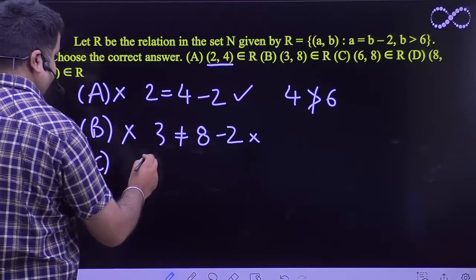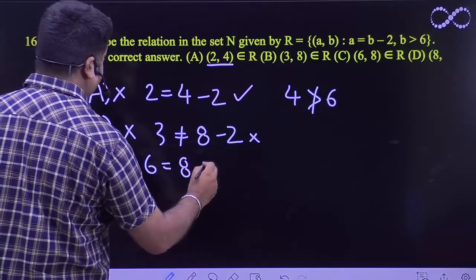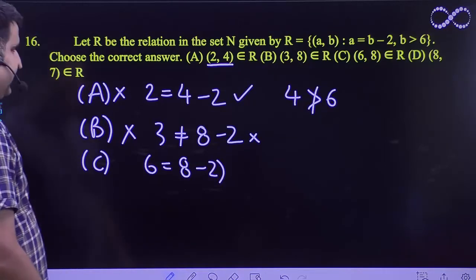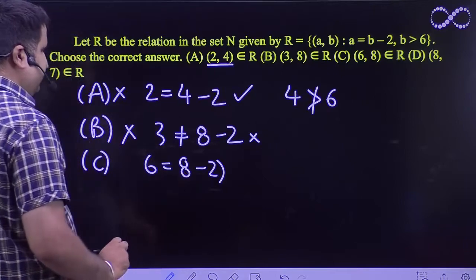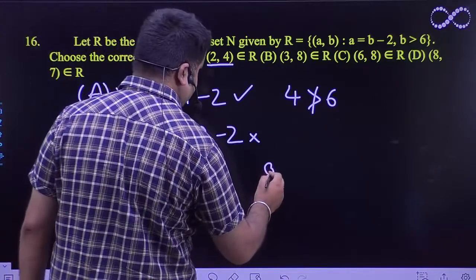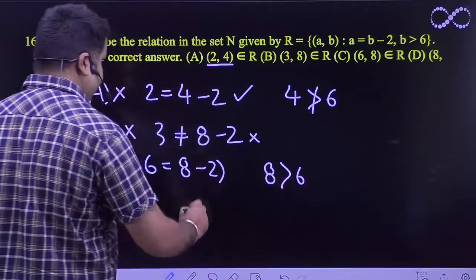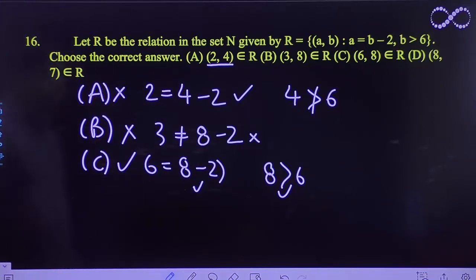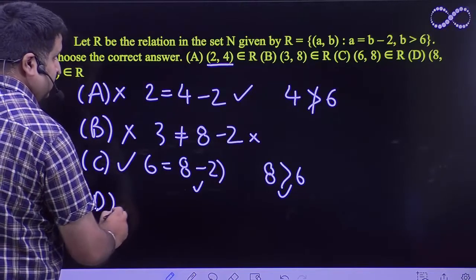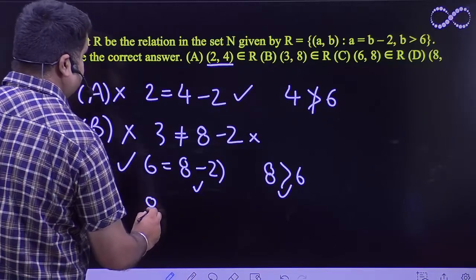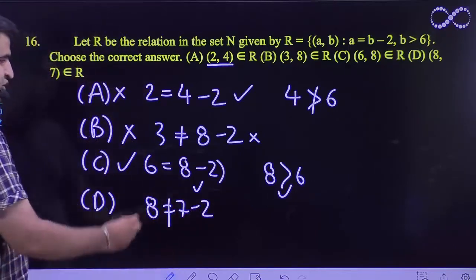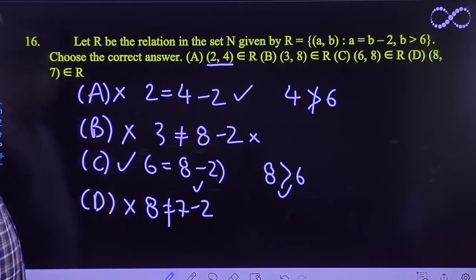For C part, we have 6 is equal to 8 minus 2, right? Now in this case, this value of b, which is 8, is greater than 6. Therefore, both conditions will satisfy. Therefore, C part will belong to this relation. Now let's check for D part. We have 8, 7. So if we put 8 is equal to 7 minus 2, this is not true. 8 is not equal to 5. Therefore, this will also not satisfy. So the only solution in this case will be C part.